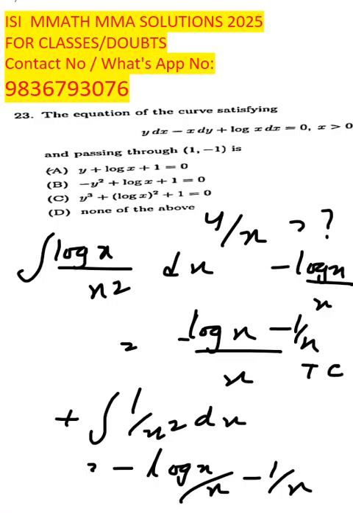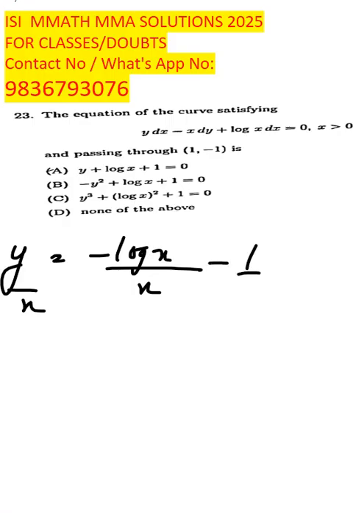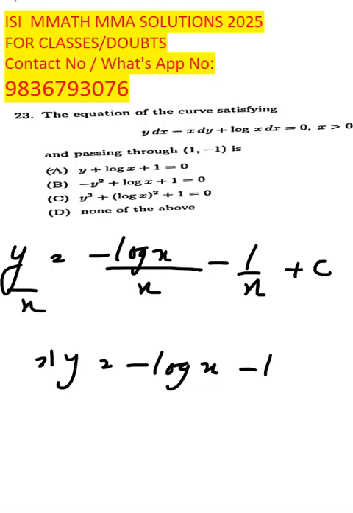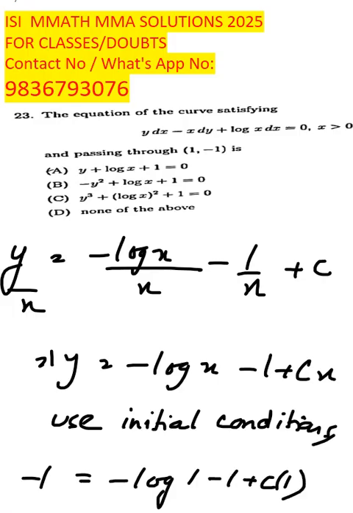So if you write with initial conditions, so my y is equal to -log x / x - 1/x + c, or y is equal to -log x - 1 + cx. So we'll use initial conditions. -1 is equal to -log 1 - 1 + c(1), or -1 is equal to 0 - 1 + c. C is equal to 0.